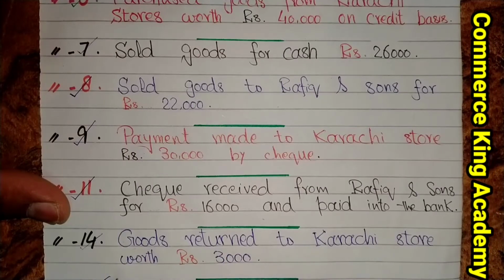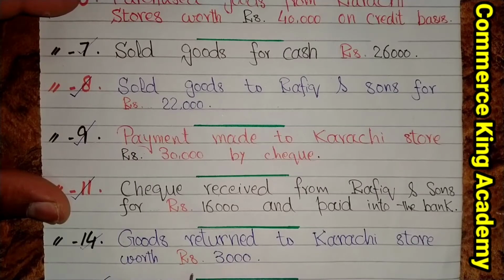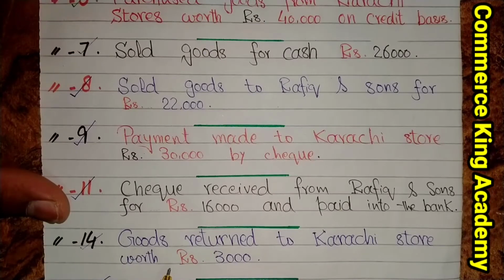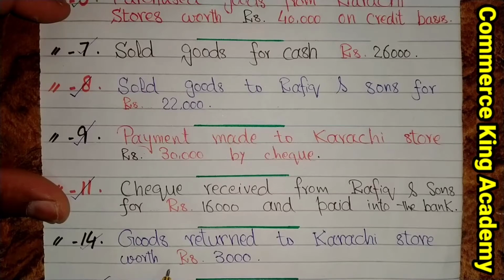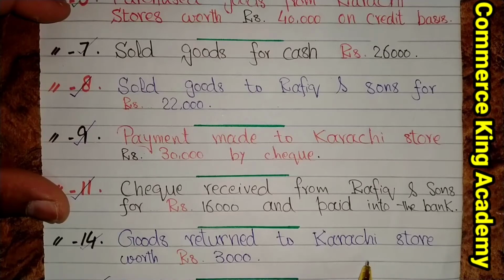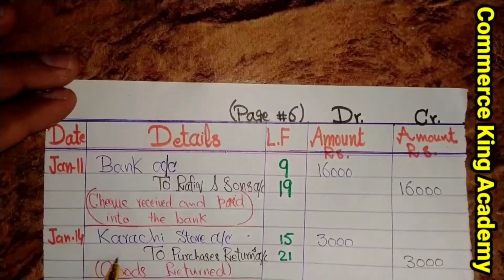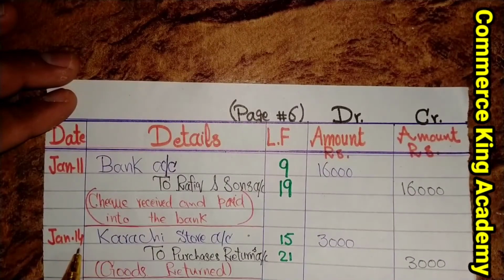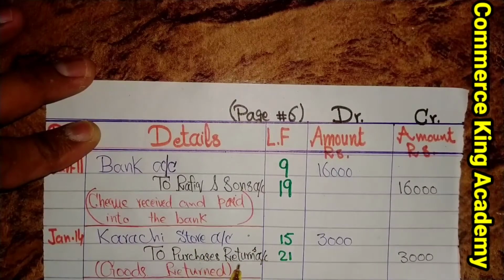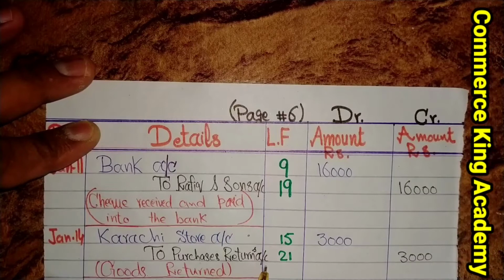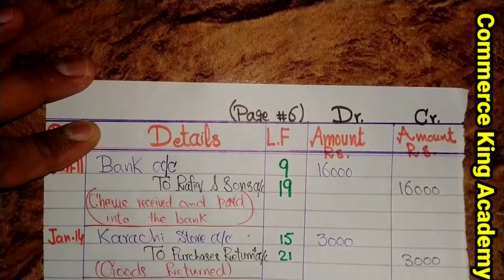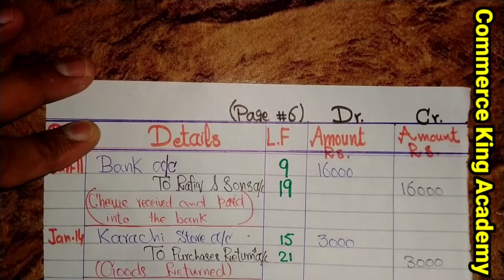Goods returned to Karachi store worth 3,000 rupees. You already know that we have already purchased from Karachi stores. So this part of the goods we return to Karachi store. This is the journal entry of this transaction, which is Jan 14th: Karachi store account debit to purchases returns account credit with ledger folio number 21, with the same amounts debit and credit. So, goods returned to Karachi stores.